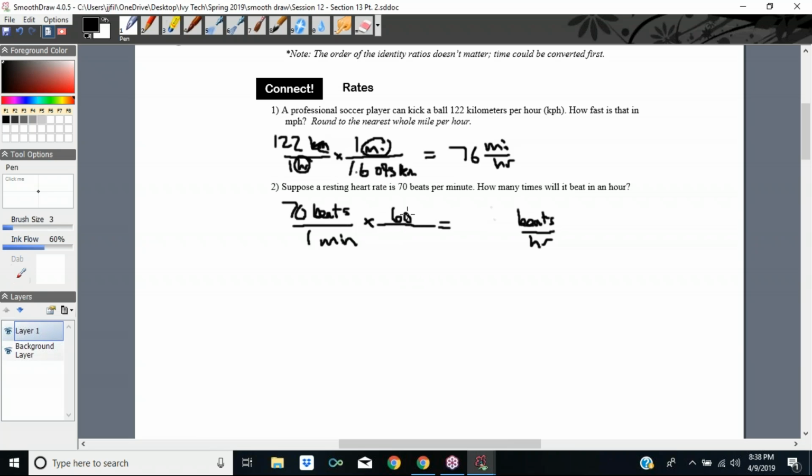So the conversion is 60 minutes. We want to get rid of minutes and we want hours to be on the bottom. All right, thanks for being honest. That's what I need, okay? I want to make sure that you're not just totally lost.